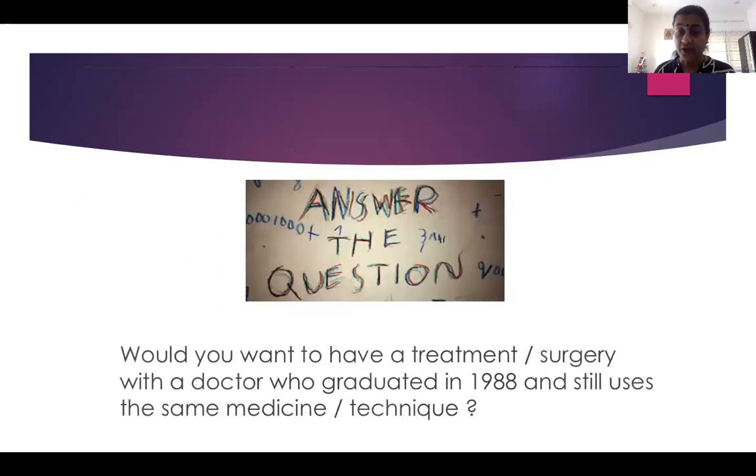would you want to have a treatment or surgery with a doctor who has graduated in 1988 and still uses the same medicine or technique? So, being an ophthalmologist, talking of the most physiological surgery anyone could have, such as cataract surgery, would you want on yourself or for your parents a doctor who has graduated early on, still uses the same technique, takes 8 to 10 sutures, and doesn't implant an IOL?